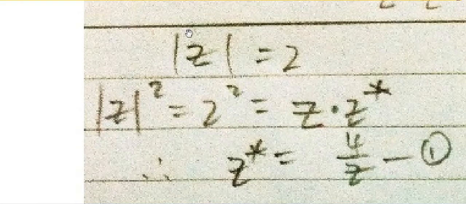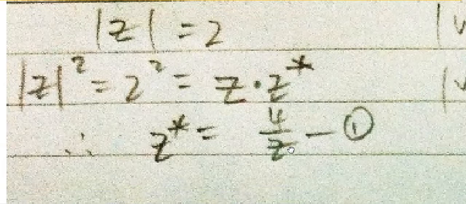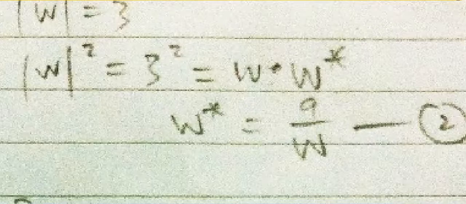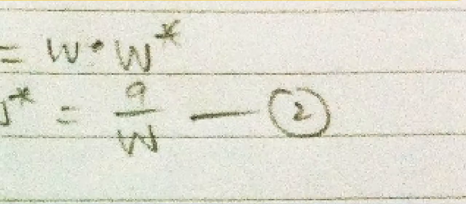Since this is a property, z times z conjugate equals modulus z squared. And given this equation that mod z equals 2, if you were to square the left hand side, you have to square the right hand side. So you create mod z squared equals 4 equals z times z conjugate. Isolating the conjugate, we get 4 over z. Call this equation 1. Do the same thing to modulus w equals 3 and you get w conjugate equals 9 over w. Call this equation 2.